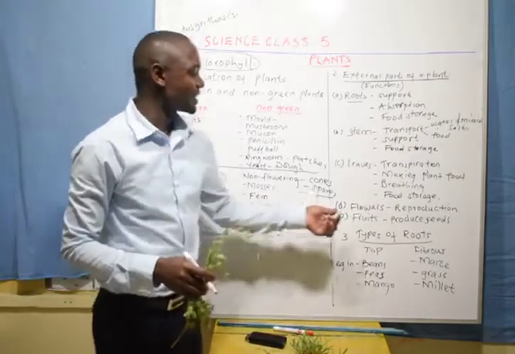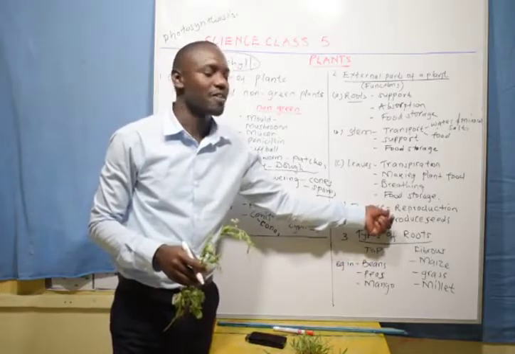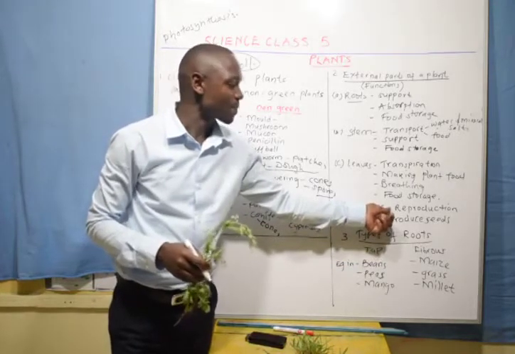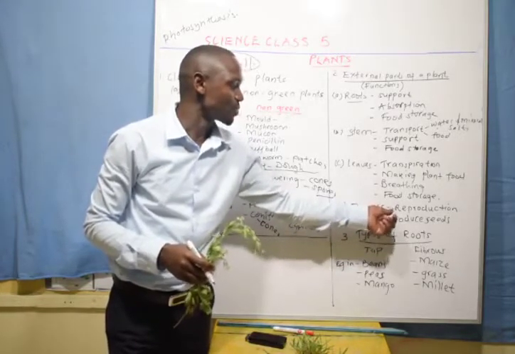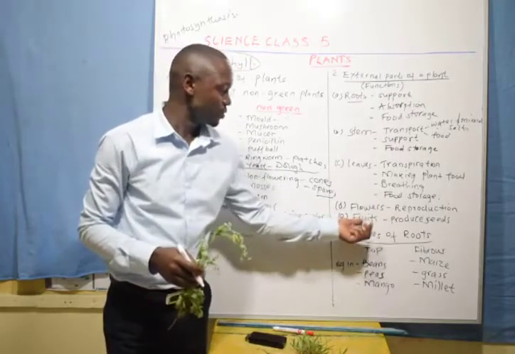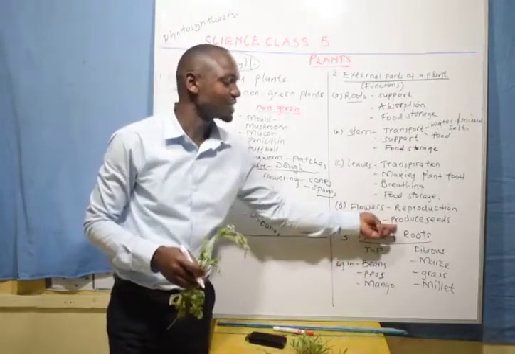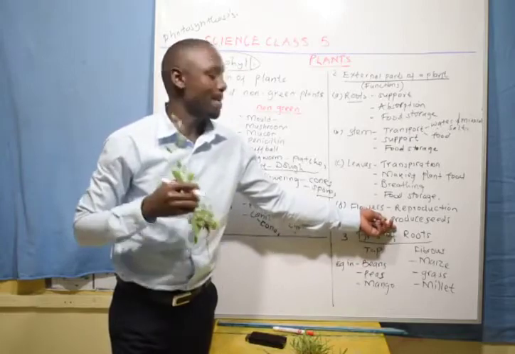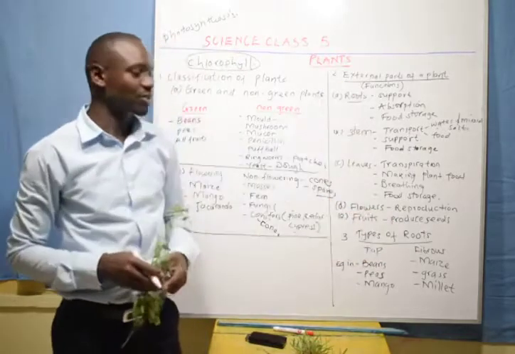Then we have the flowers. The flower is the reproductive part of the plant. Flowers reproduce to produce fruits, which produce seeds which grow into new plants. So those are the external parts of a plant.